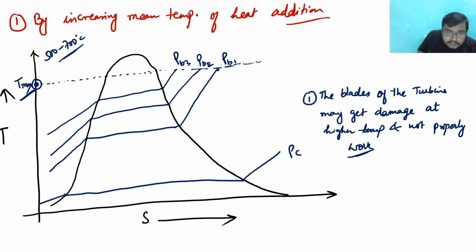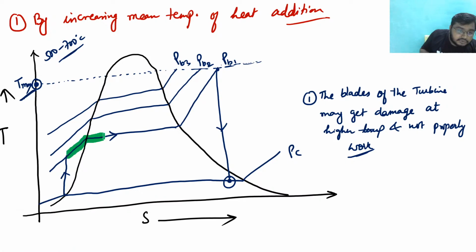See here. Earlier I was having this much pressure, and I am expanding till this, right? Now, what is the earlier mean temperature of heat addition? See here. Earlier, if I want to find the mean temperature of heat addition, I have to see this only. From here I am getting the mean temperature of heat addition.